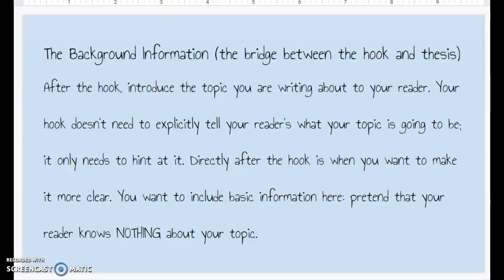Now you want to start making sure that your reader knows what your paper exactly is going to be about. You want to include basic information here. Pretend that your reader knows nothing about your topic at all. Okay? So you're simplifying it for them. You're introducing this topic to them.